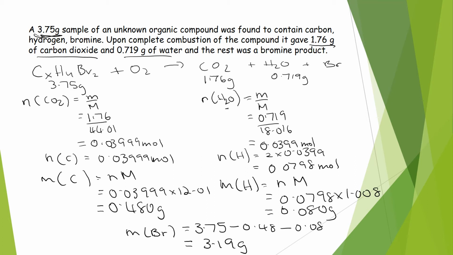So the next step will be to do the empirical formula. So it's now time to set up our empirical formula. We've got our three elements, carbon, hydrogen, and bromine. We've worked out our masses. So the mass of carbon was 0.480, mass of hydrogen 0.080, and the mass of bromine 3.19.